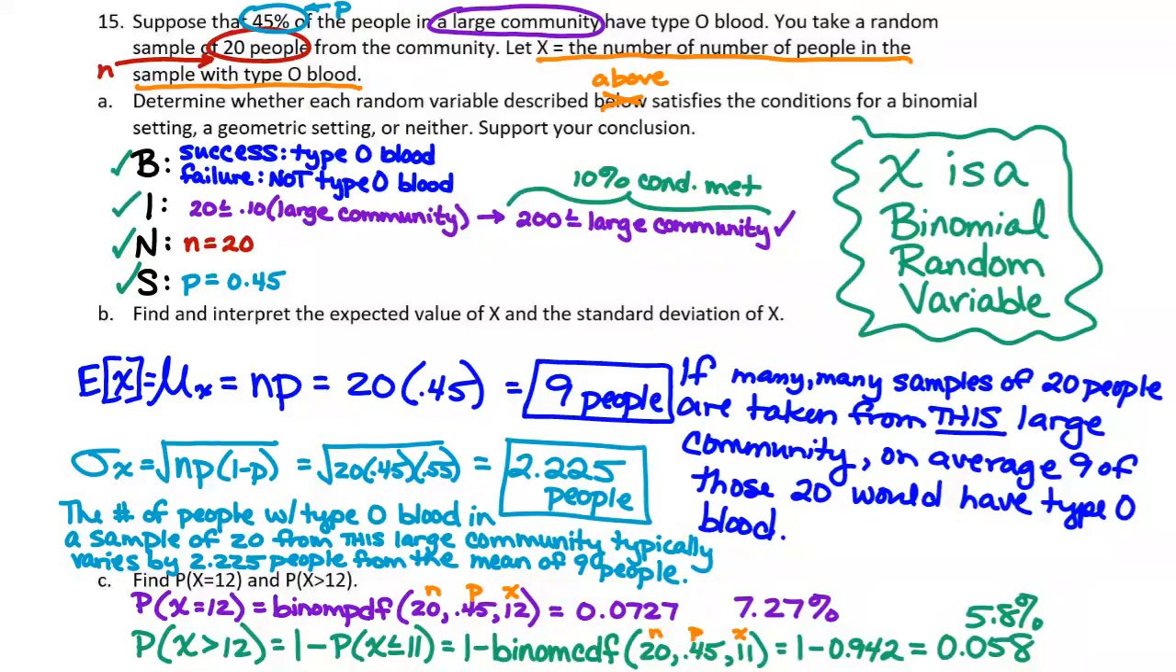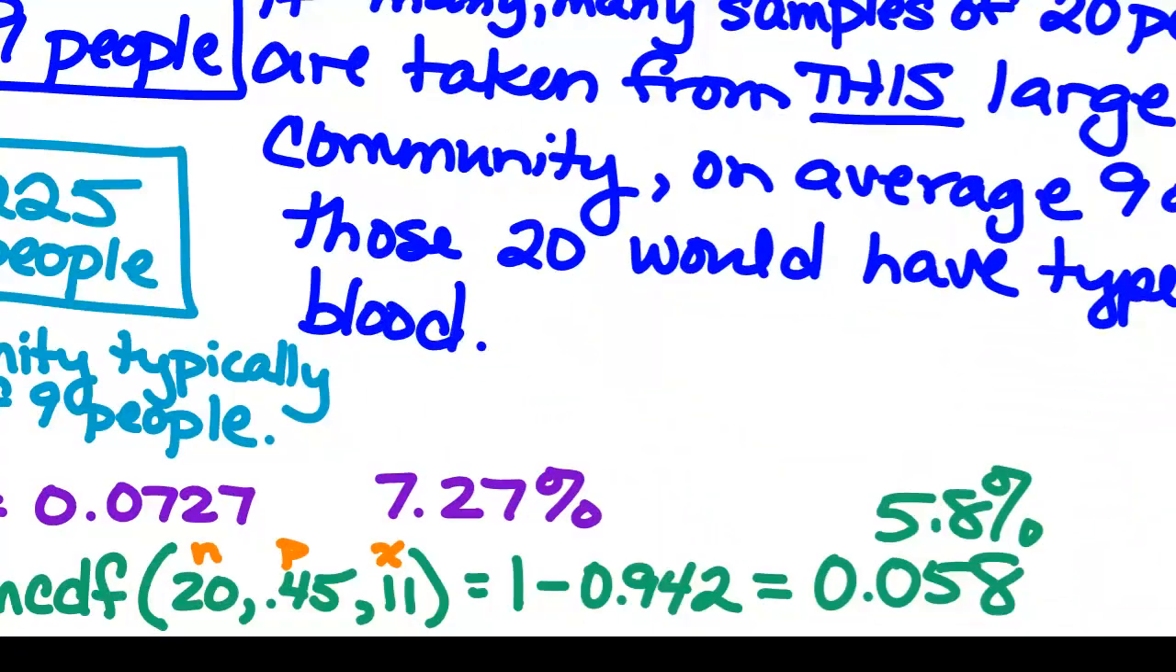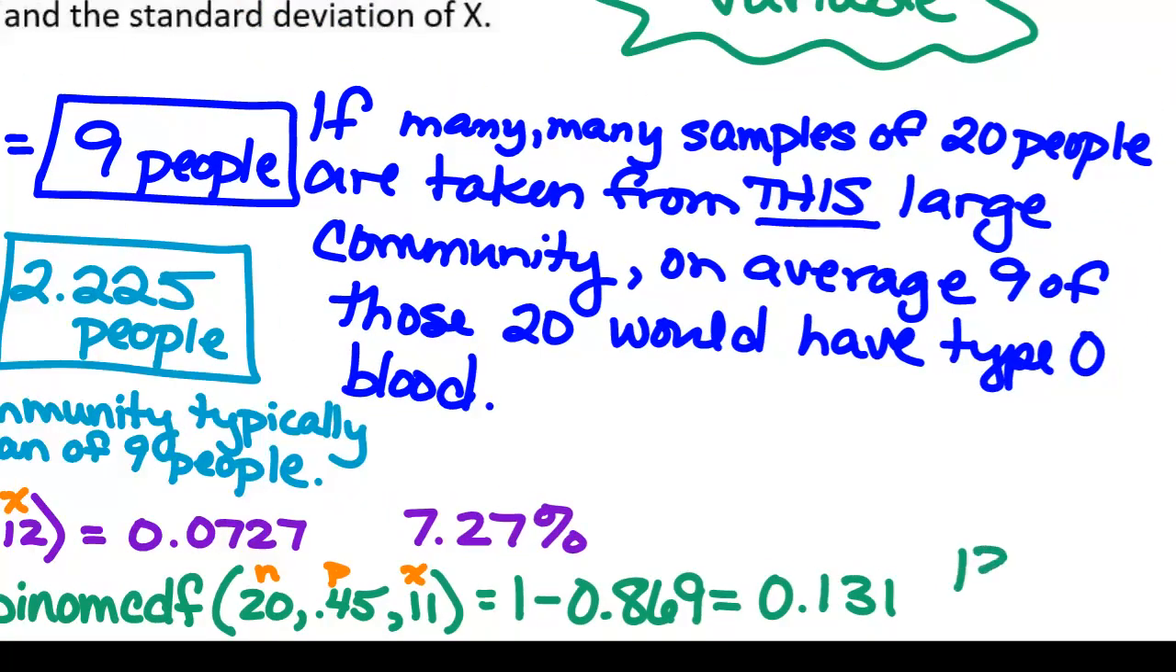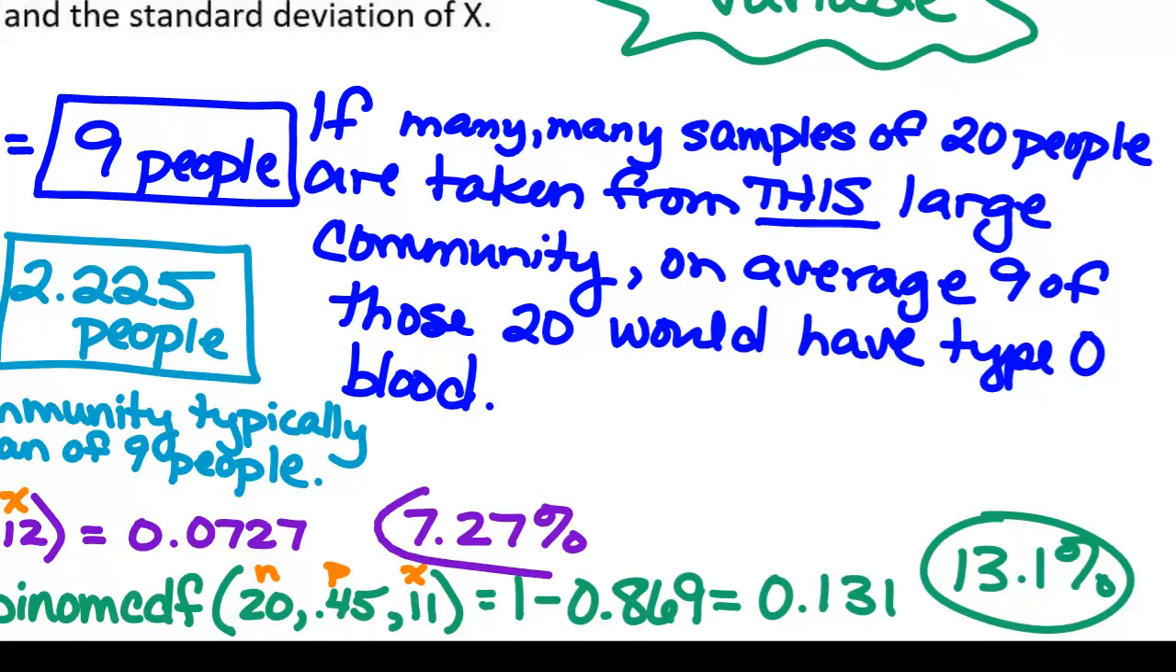Yep, you guys are right. Maybe I read the wrong spot on my page. I'm not going to make too many excuses for myself here. So, yep, 0.869. So 1 minus that, I get 0.131. 13.1%. I apologize for my error before.